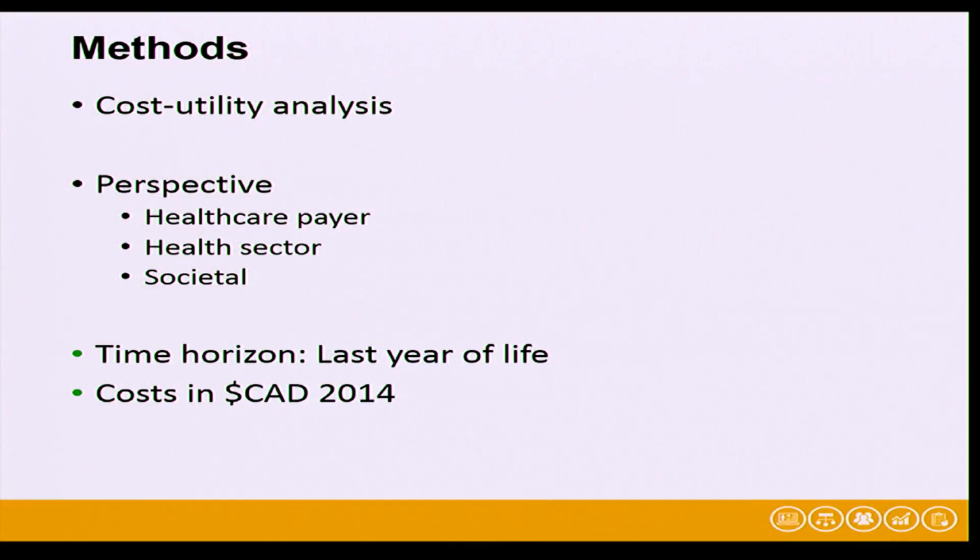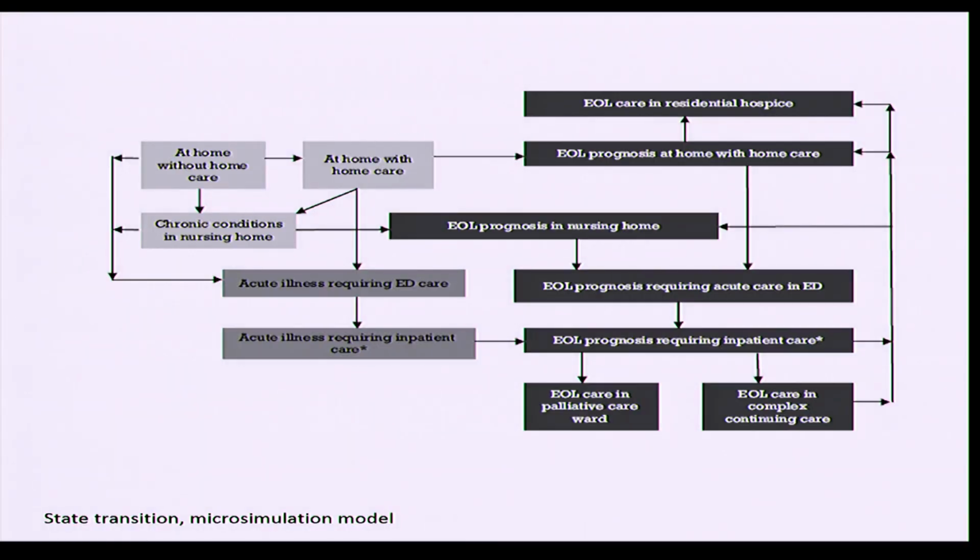We conducted a cost-utility analysis. It was done from three perspectives: that of the healthcare payer, because this is what's standard in Ontario, and that's what our funder asked us to do. But we also represented the two perspectives that are recommended in the book, that's the health sector and the societal perspective. We looked at patients over the last year of their life, so that's the time horizon we used, and expressed costs in 2014 Canadian dollars.